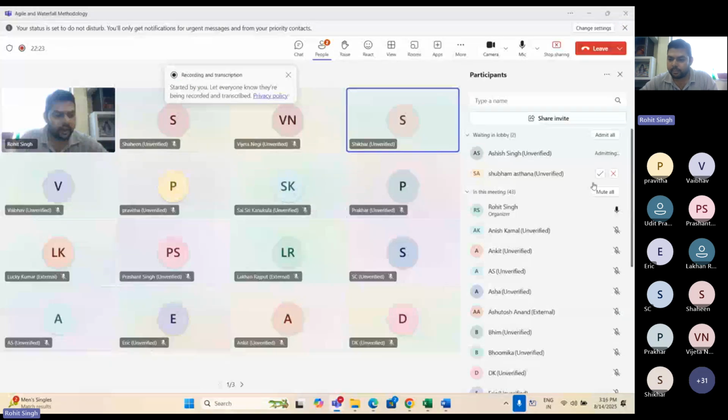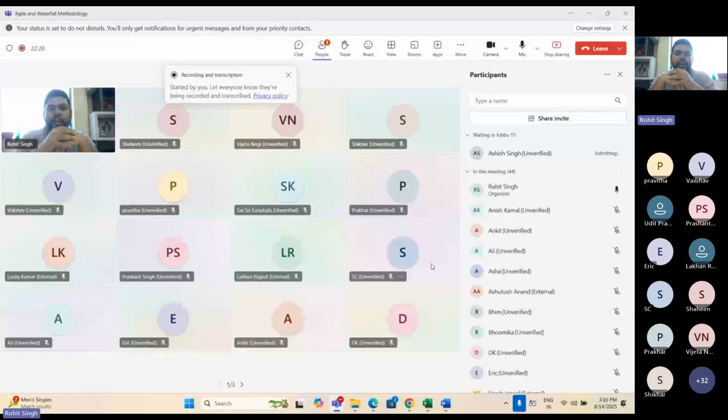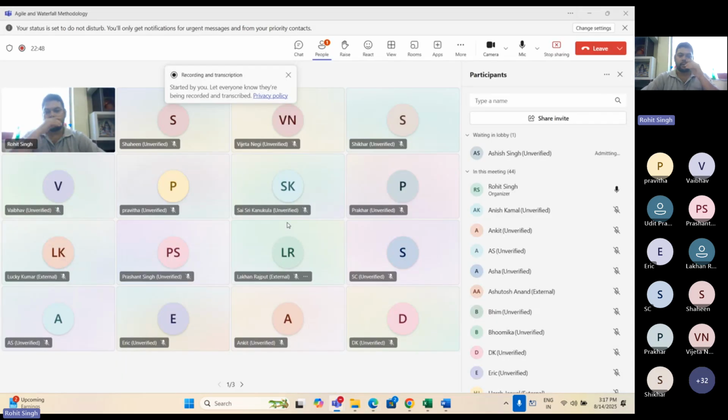The reason is that the activities which we are doing in Agile for the software development lifecycle, we are doing them again and again and again. Why? Because we have to do periodic delivery again and again, because we do incremental development. Incremental development means, let's say, our product is MS Teams.